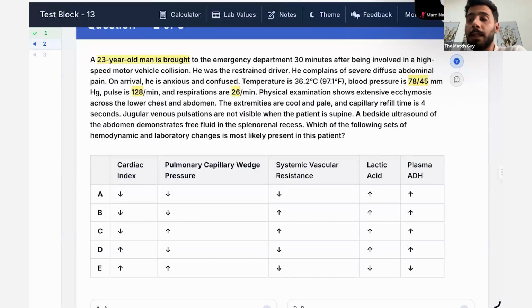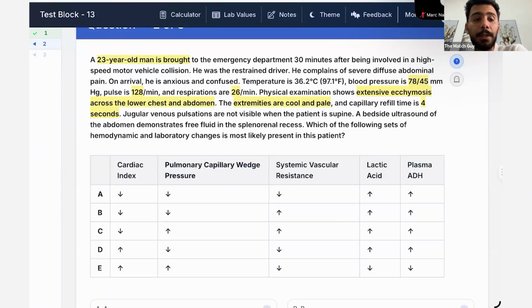There is extensive ecchymoses across the lower chest and the abdomen, which means that there's trauma to these areas. Ecchymoses are bleedings under the skin. The extremities are cool and pale, so this means that this is a cold shock. Capillary refill time is 4 seconds. So capillary refill time is one of the signs of shock, and in particular hypovolemic shock, because it indicates less perfusion.